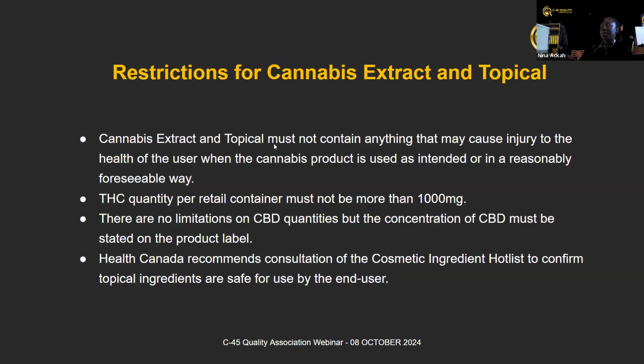For the formulation of cannabis topicals, Health Canada does recommend reference to the cosmetic ingredient hotlist to confirm topical ingredients that are safe for use by the end user. So before we make any topical formulations, we should consult the list. A link to this list has been provided at the end of this webinar. It gives clarity on what is allowed and what is not allowed to be used to formulate cannabis topicals.